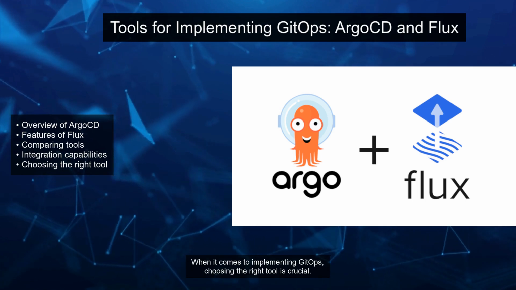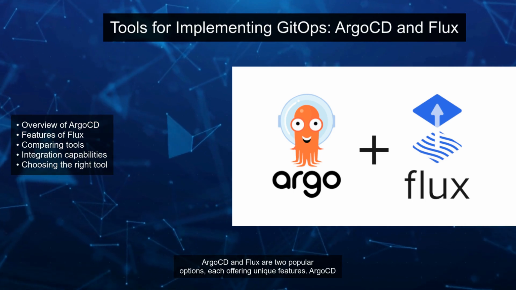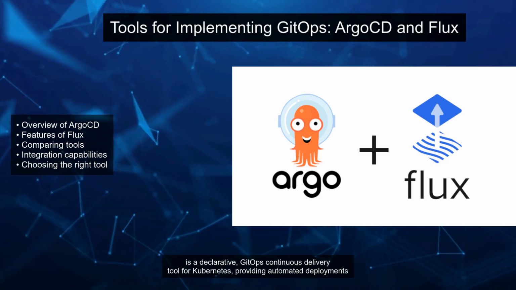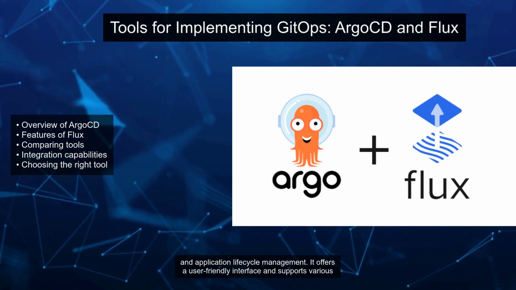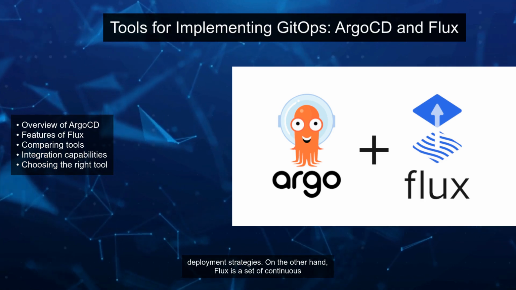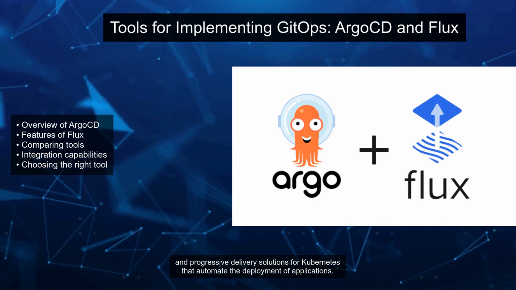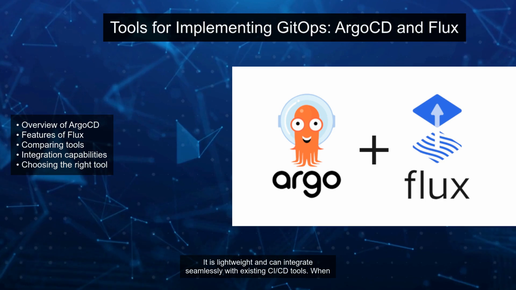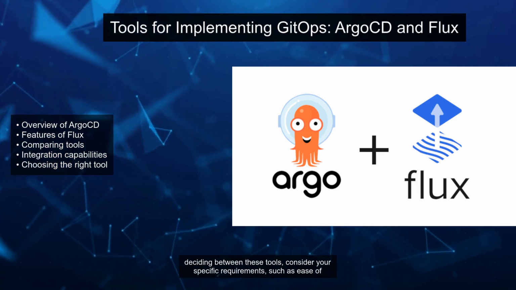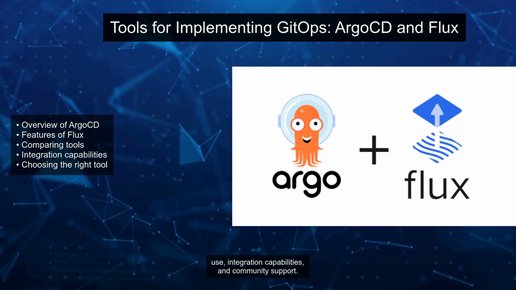When it comes to implementing GitOps, choosing the right tool is crucial. Argo CD and Flux are two popular options, each offering unique features. Argo CD is a declarative, GitOps continuous delivery tool for Kubernetes, providing automated deployments and application lifecycle management. It offers a user-friendly interface and supports various deployment strategies. On the other hand, Flux is a set of continuous and progressive delivery solutions for Kubernetes that automate the deployment of applications. It is lightweight and can integrate seamlessly with existing CI/CD tools. When deciding between these tools, consider your specific requirements, such as ease of use, integration capabilities, and community support.